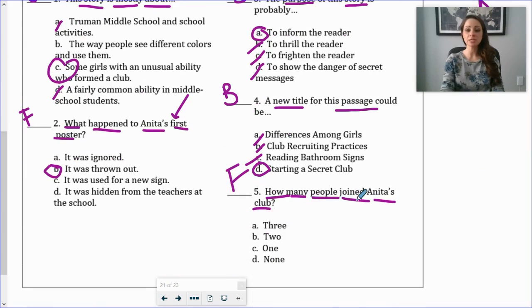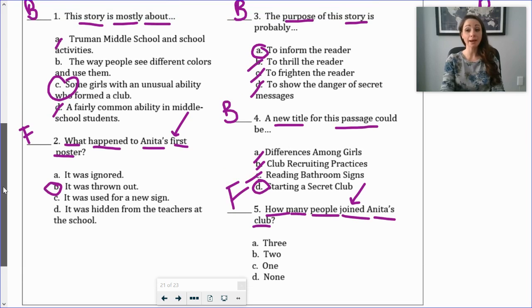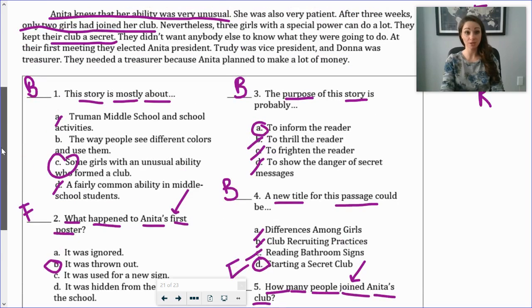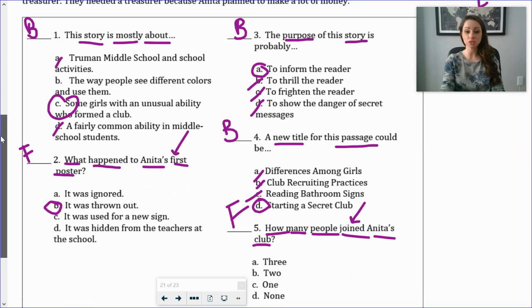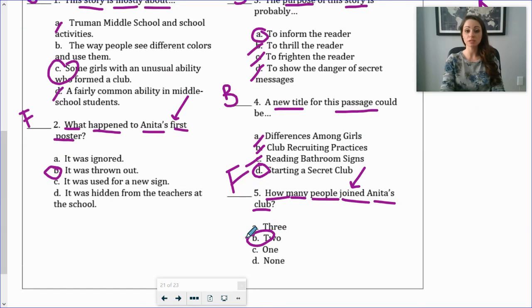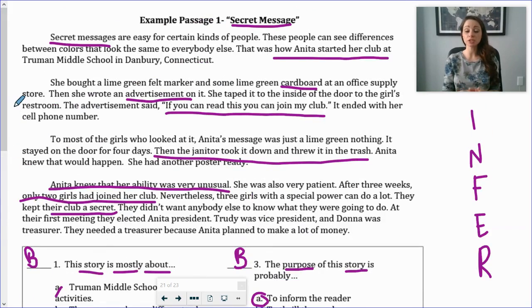Number 5, how many people joined Anita's club? Now, it's important that we focus on the word joined here because it's asking us how many people joined the club, not how many people were in the club. So if you come up here, it says after 3 weeks, only 2 girls had joined her club. So my answer here, not 3, it is 2, definitely not 1, not none. The answer is not 3 because it didn't say how many people are in Anita's club total. It asked how many people joined her club. So pay close attention to those keywords within your questions. Okay, so that is how I would complete a passage when identifying both big picture and factual questions.